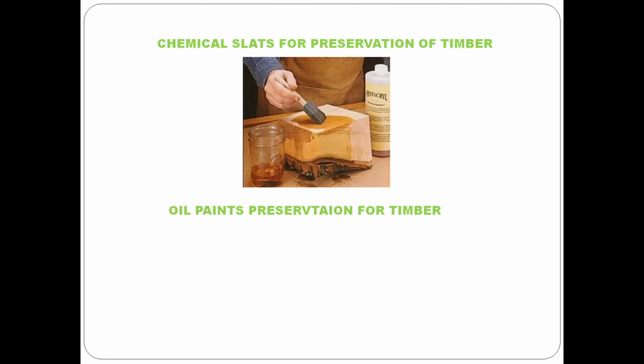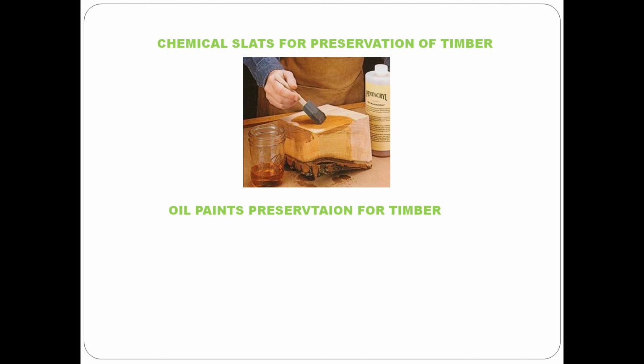Next one is chemical salts for preservation of timber. Chemical salts like copper sulfate, mercury chloride and zinc chloride are used for preservation, which can be dissolved in water to get a liquid solution. They are odorless and do not generally flame when in contact with fire.